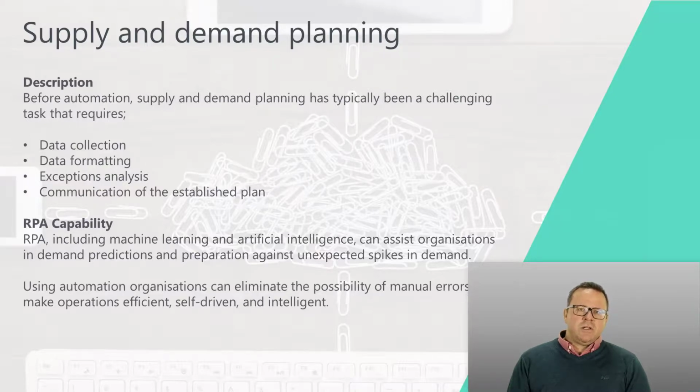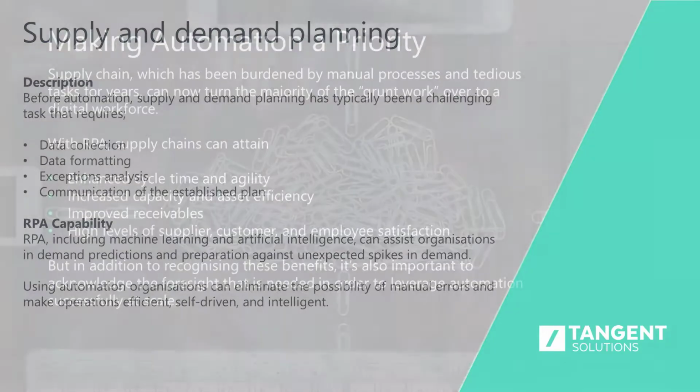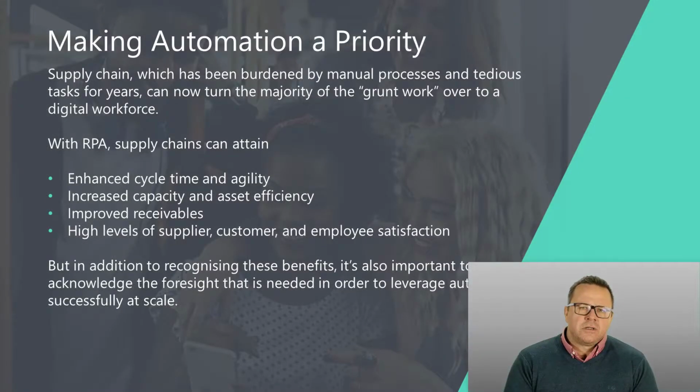RPA, including machine learning and artificial intelligence, can assist organizations in demand predictions and preparation against unexpected spikes in demand. Using automation for many of these tasks, organizations can eliminate the possibility of manual errors and make operations efficient, self-driven, and intelligent. In conclusion, how can we make automation a priority?